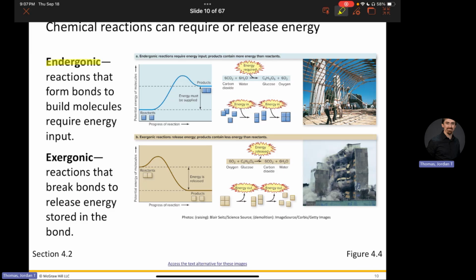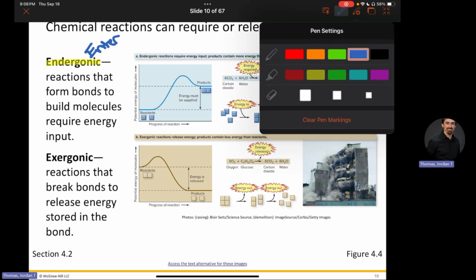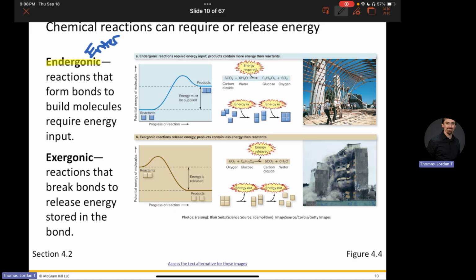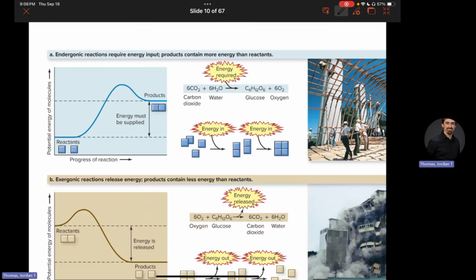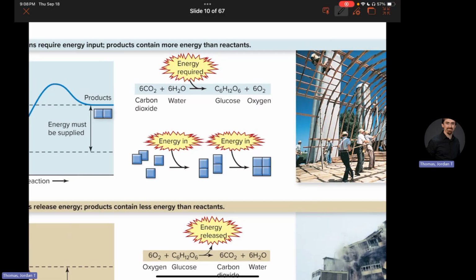First is endergonic reactions. When you hear endergonic, I want you to think enter. So in this example, we're really going to focus on these chemical reactions right here in the center. At the top, we have carbon dioxide and water that's used to make sugar, which is a big molecule, and then oxygen. Since we are building something, we need energy. Energy is entering the system.